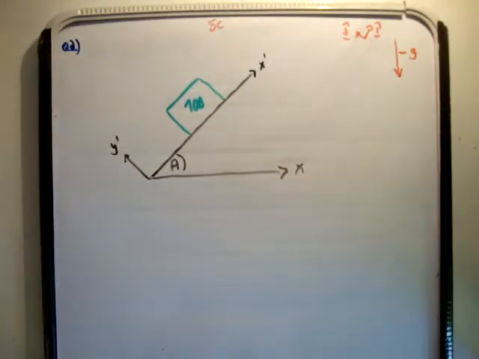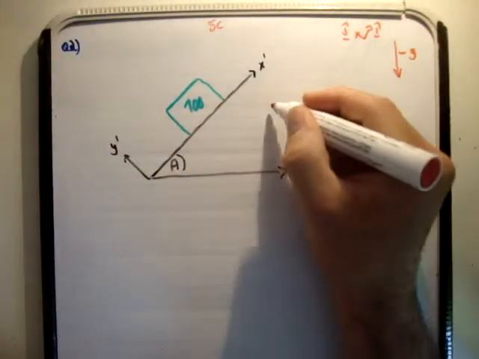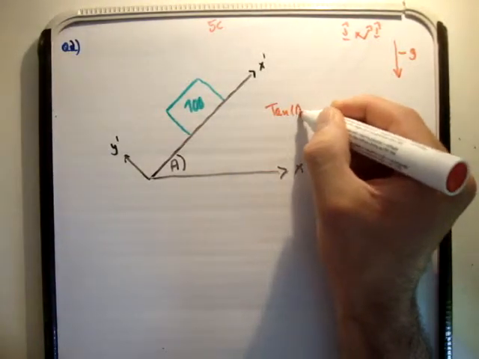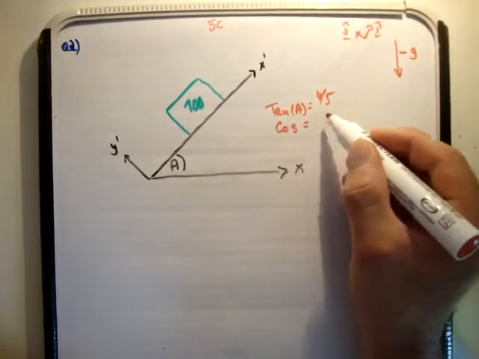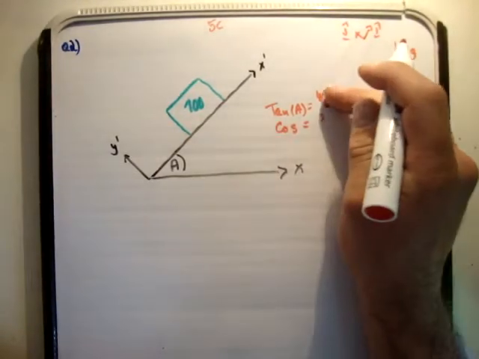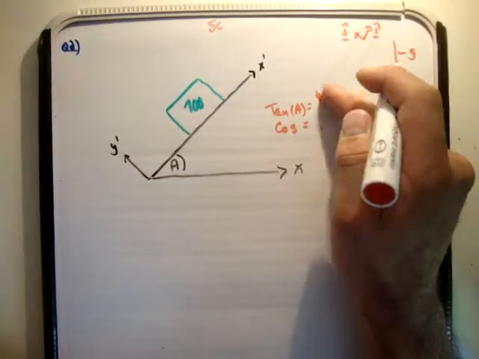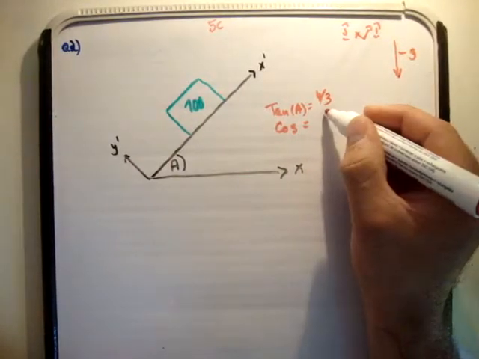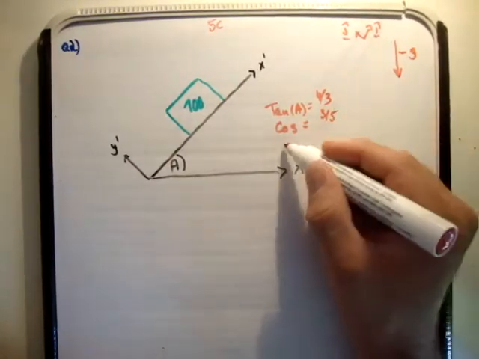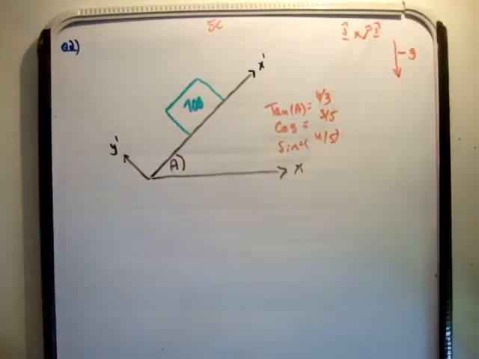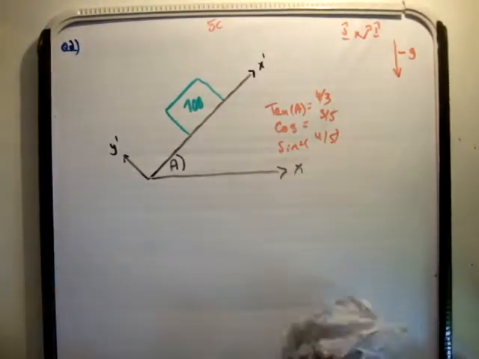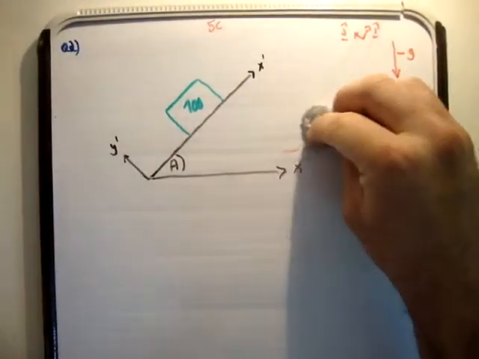We're told that tan A is equal to 4/3, so just do a bit of Pythagoras and you're going to find that we have a 3/5 for the cosine, and a sine of 4/5. That's stuff that you're well able to do at this stage.